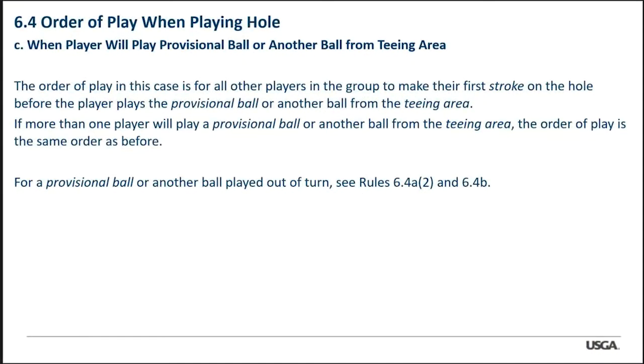All right, order of play with the provisional. So basically what happens in this case is that all players in the group will make their first stroke, and then the player who is going to play the provisional is up. So you go to the back of the line. A, B, and C are going to play in that order. A hits one out of bounds. I'm going to hit a provisional. It's going to go B, C, and then A's provisional. He doesn't hit right away.